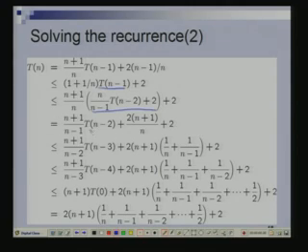Now, once again I am going to play the same game. I am replacing T of n minus 2 with the value of that. So, what is T of n minus 2? N minus 1 over n minus 2 T of n minus 3 plus 2. Actually, it will be less than or equal to this quantity. So that is what I am going to replace it by.